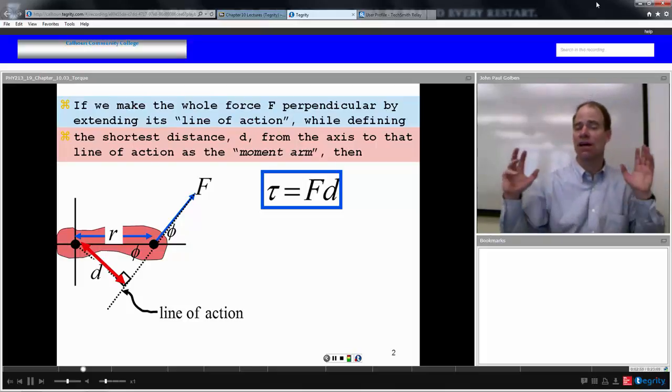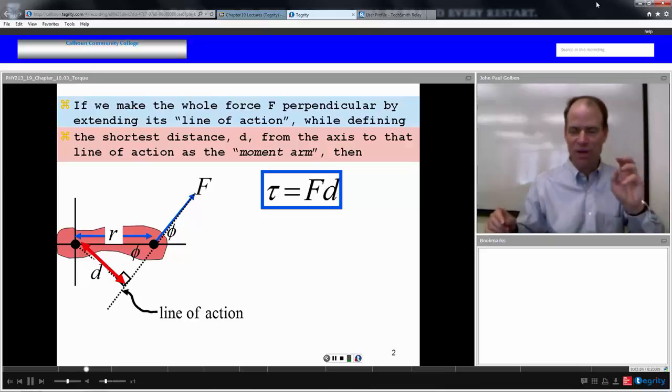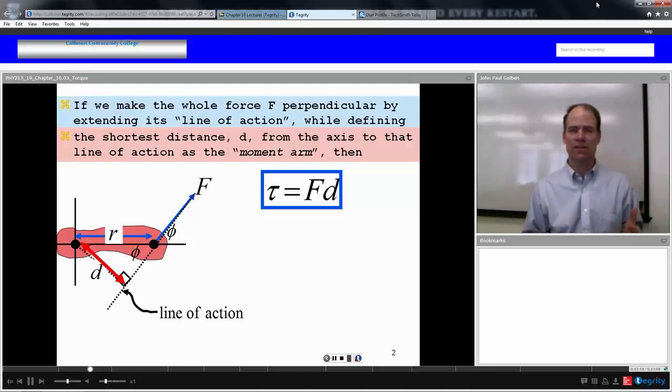If you can think of torques in this way, as a force times its moment arm, it will take you half the way through a course in statics. Believe me. Now, it seems pretty easy enough, but you have to think of it this way. Force, shortest distance, moment arm, that is torque.